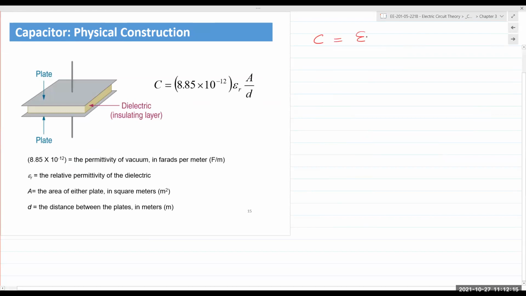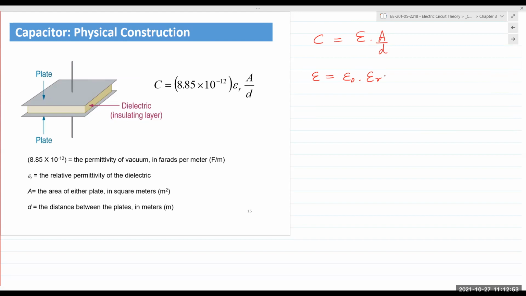Epsilon is the Greek letter epsilon, and it's used to denote the permittivity of the material. So epsilon is further given by epsilon 0 times epsilon R. Epsilon 0 is the permittivity of vacuum. It's a constant, 8.85 times 10 raised to minus 12 farads per meter. Epsilon R is the relative permittivity of the material of the insulator, okay?